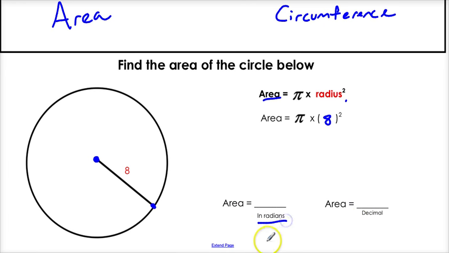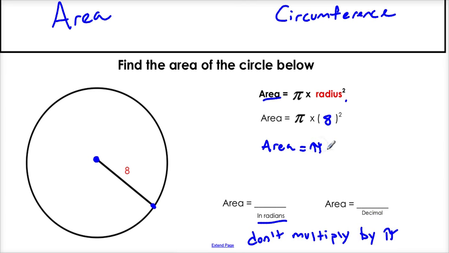Now a radian just means that you don't multiply by pi. So in this example, what I would do is this. I would say the area equals pi times, well, 8 squared is 64. So since I'm not multiplying by pi, I'm just going to switch these around and I get 64 pi. All right, that's it in terms of radians because I didn't actually multiply by the pi.